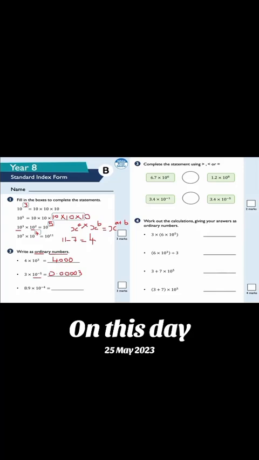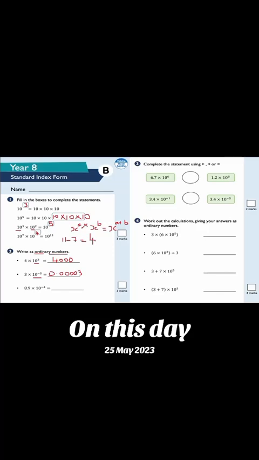So a negative index gives us a decimal answer, and a positive index or a positive exponent gives us a large number. This is the whole idea of what standard form is. It's just a mathematical way of writing really big numbers or really small numbers without having to write 0.00000 and so on, or without writing 4 trillion or 4 billion. It writes it in a mathematical form that is easy to understand.